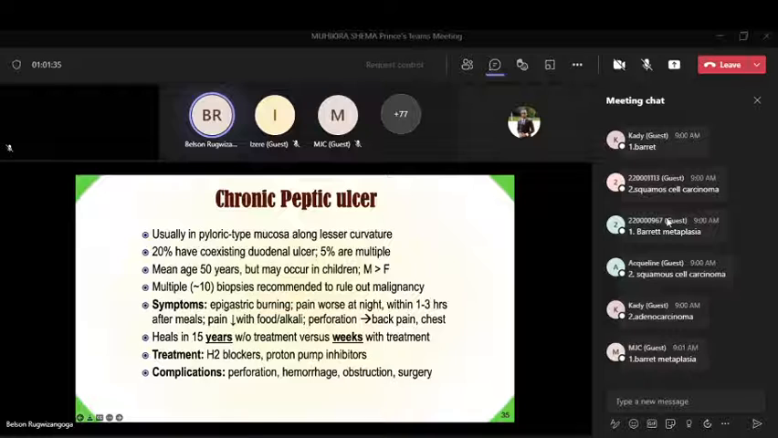So 20% have coexisting duodenal ulcer, meaning they have both duodenal and gastric ulcers, and in 5% of cases they have multiple ulcers, meaning not one ulcer.